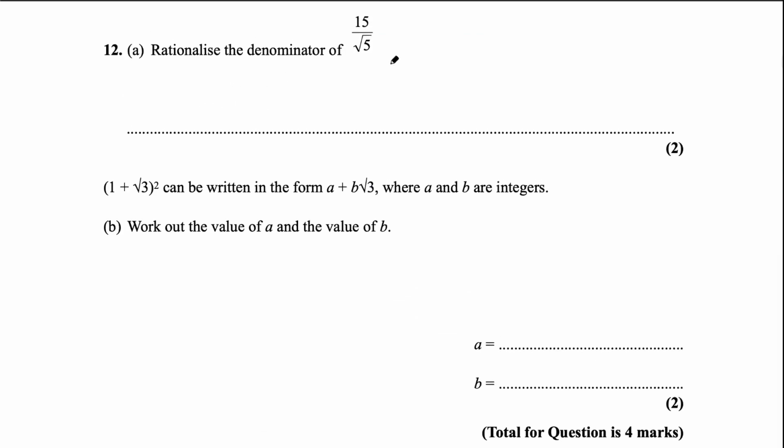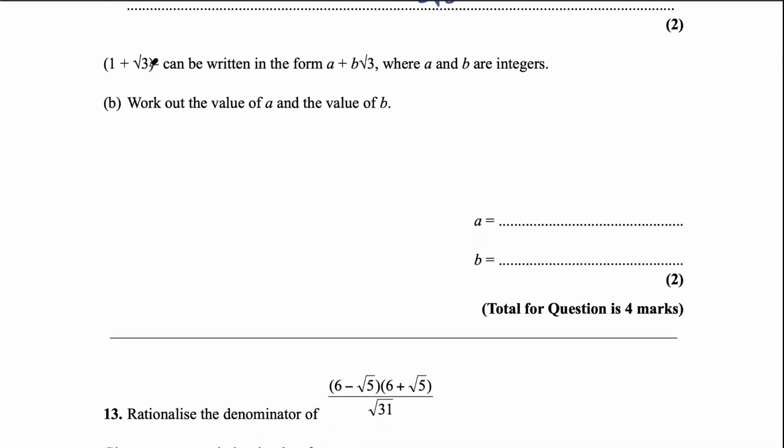Question 12. Another rationalizing the denominator. Multiply by root 5 over root 5. This almost becomes automatic after you do it enough. On the bottom line there, we would get 5. So this will be 15 root 5 on 5. And then that 15 divided by 5 is 3. So the final answer there is going to be 3 root 5.